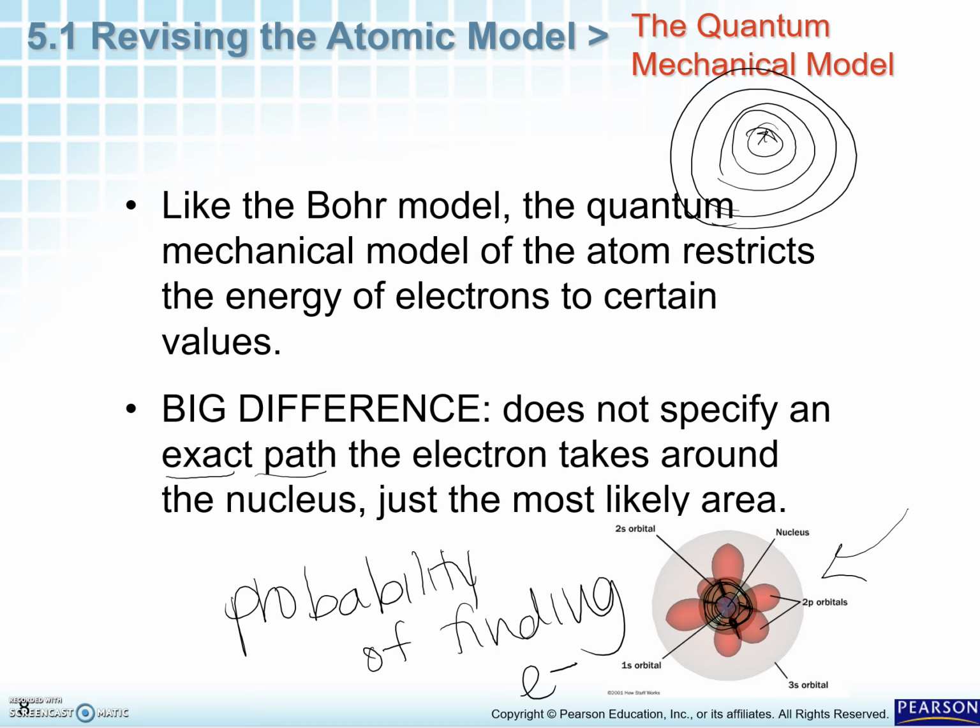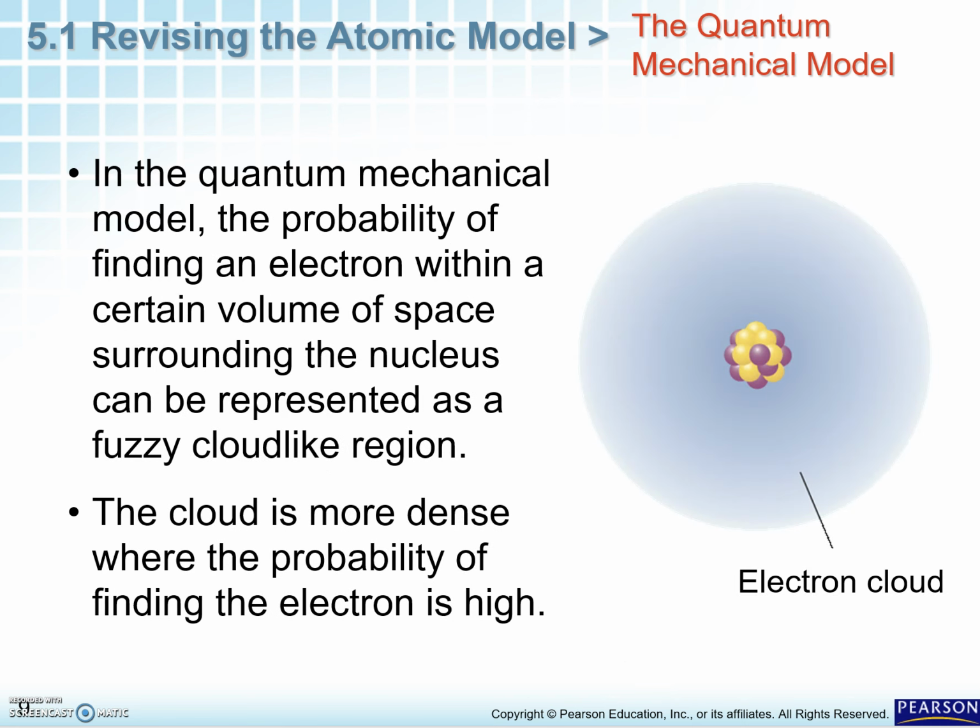Just like if it is 8:19 on a Monday morning, you know that most likely you are going to be at school. However, it's not a guarantee, right? If it was a day that you were sick or maybe had a field trip, you wouldn't be there. However, most likely you would be here at school. The quantum mechanical model is, again, that probability of finding that electron within a certain area.